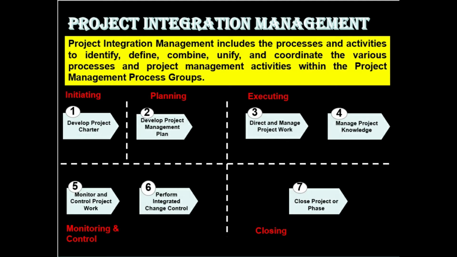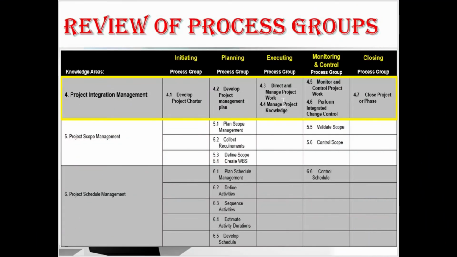For that, we have 7 processes in project integration management. They are develop the project charter, develop the project management plan, direct and manage project work, manage project knowledge, monitor and control the project work, perform integrated change control, and close project or phase. Let's go through the definition of each of these 7 processes.